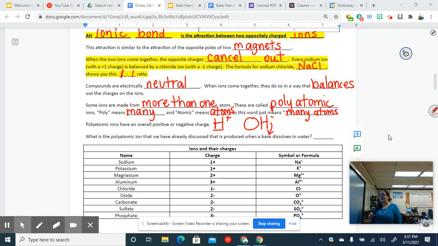So what's the polyatomic ion we've already talked about that is produced when bases dissolve in water? OH negative, right? Hydroxide is a polyatomic ion. Pause it if you need to get that stuff written down, but I'm erasing.